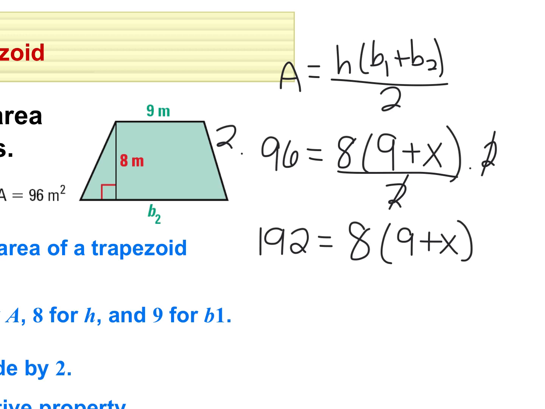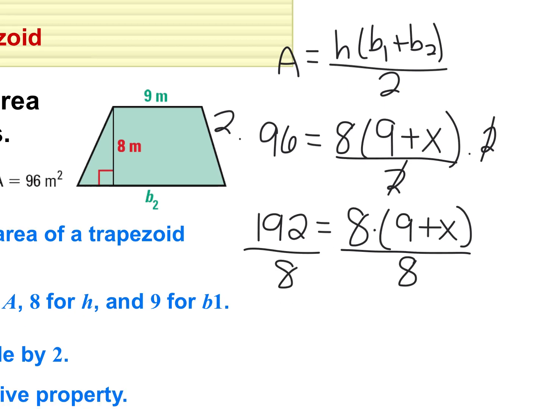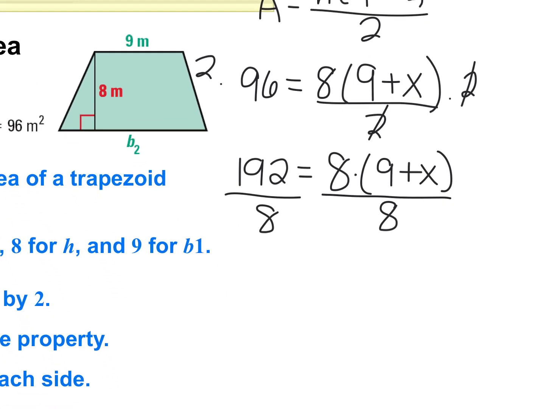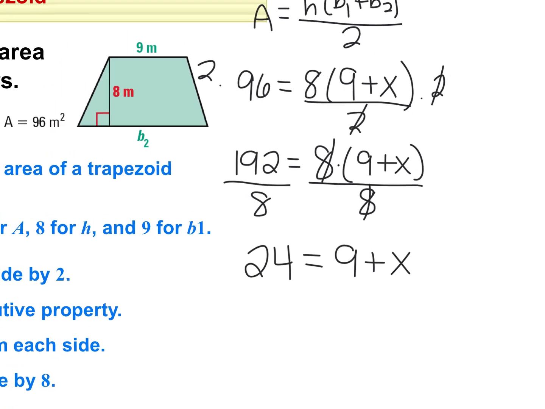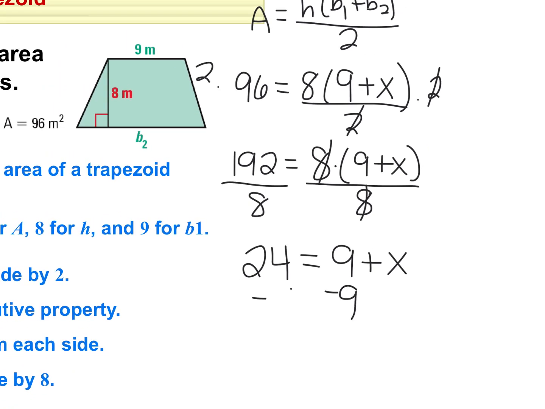Okay, now what do you think we do next? We could distribute. There's something that will take less time if we don't distribute. So it was easier. How could I get rid of that 8? It's multiplying right now, so I want to divide by 8 on both sides. What's 192 divided by 8? 24. So I have 24 equals, what's left on the right? 9 plus x, and then what's my last step to get x by itself? Subtract 9, yep. So I get x equals 15.